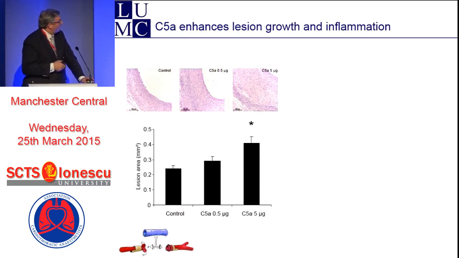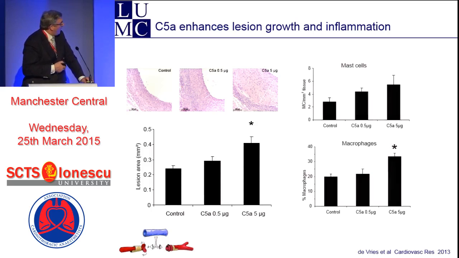And if we do the experiment the other way around, we use a control mouse and we give C5a to the outside of the vein graft using the pluronic gel trick again, you can appreciate that the lesion size will grow and there will be a bigger lesion being formed over here. And compared with that, we also see an increase in inflammatory cells. The macrophage number is significantly increased, and also the mast cell number increases.